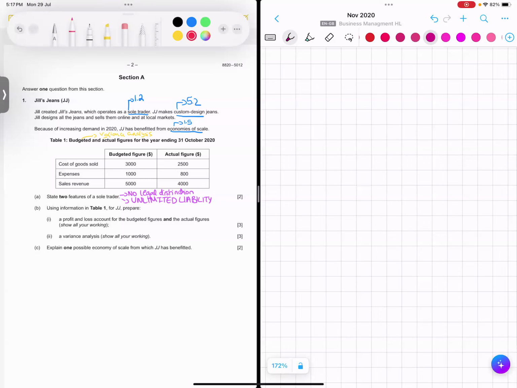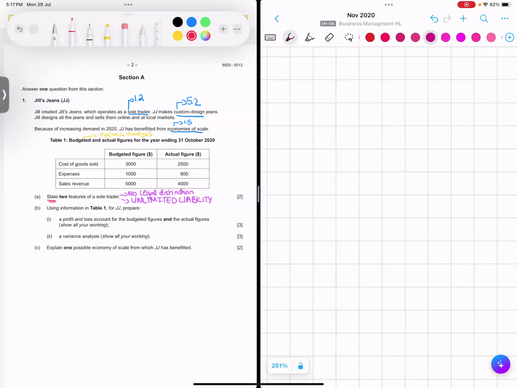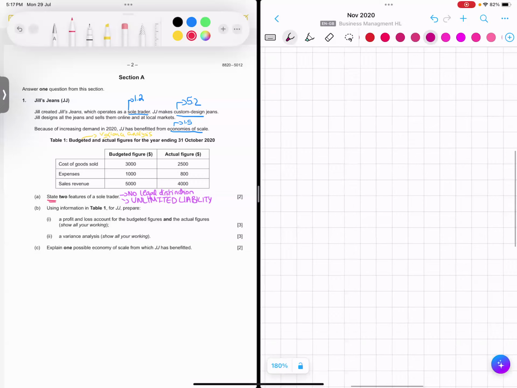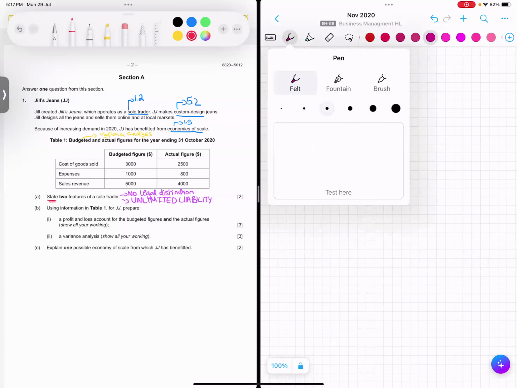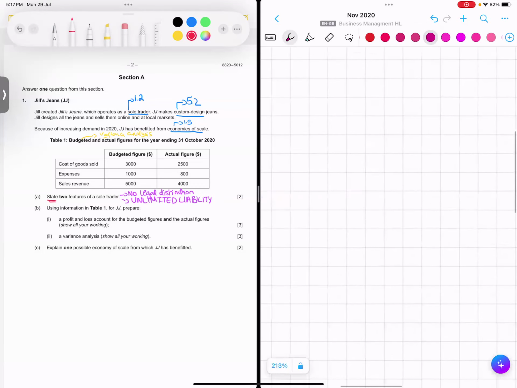So now they give us the action verb state. State is basically you just have to give them the answer to their question. You don't have to justify your answer, you just have to give them the answers. So by simply breaking down this, we are able to do so.